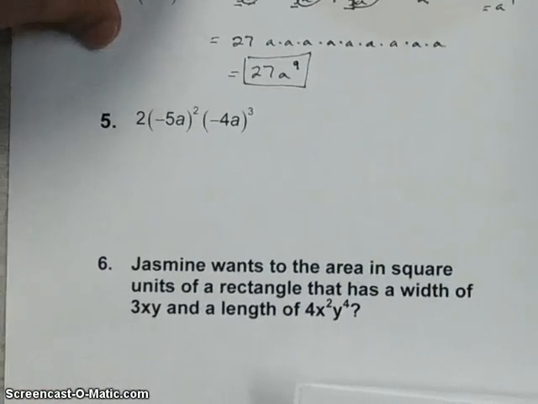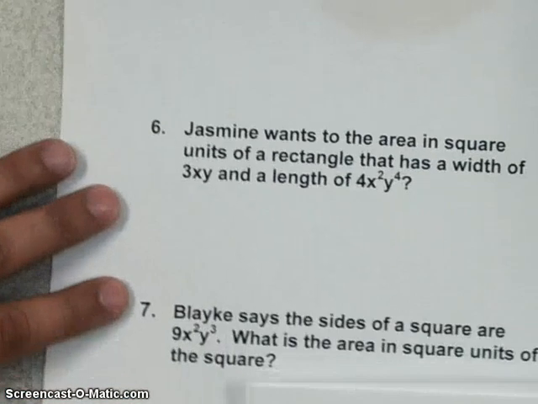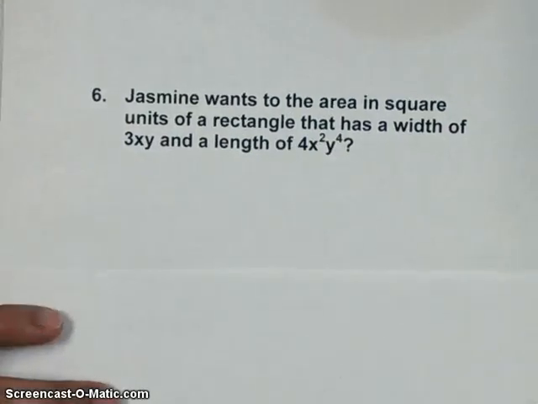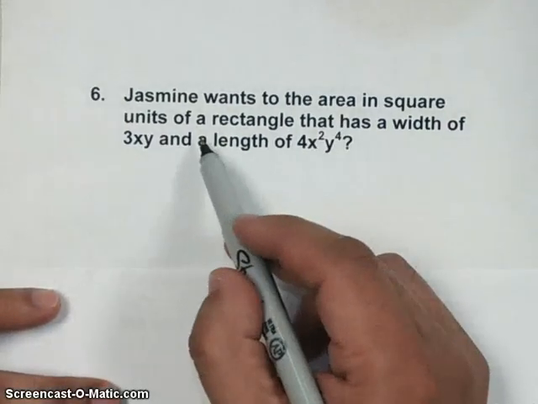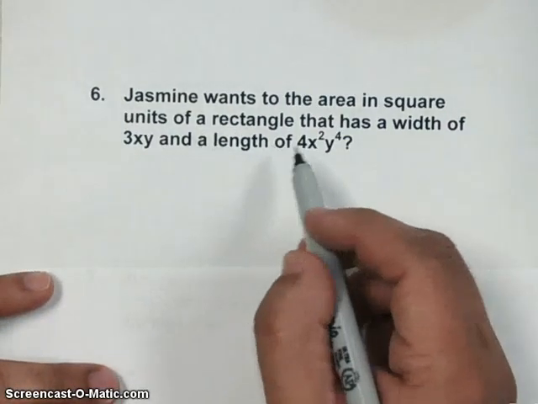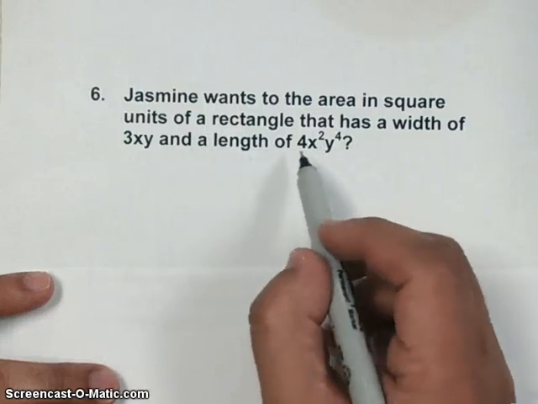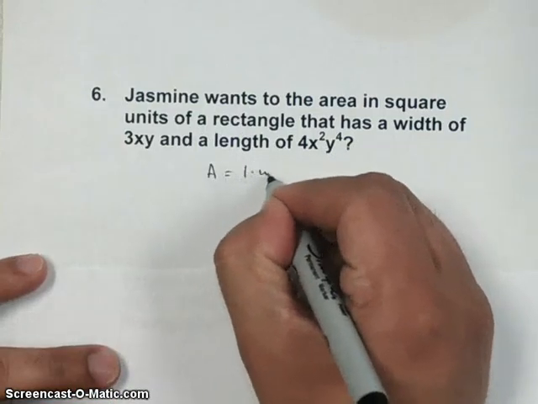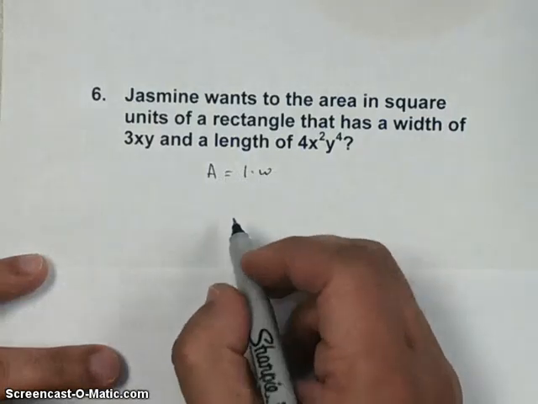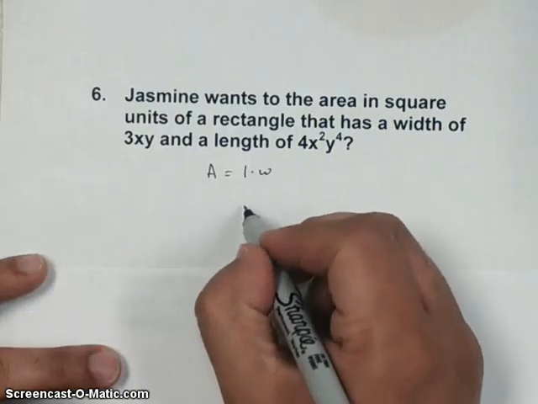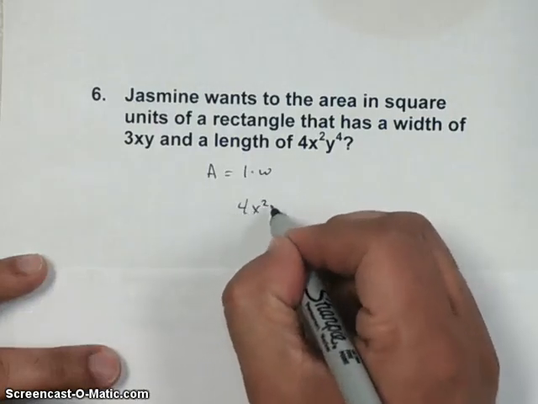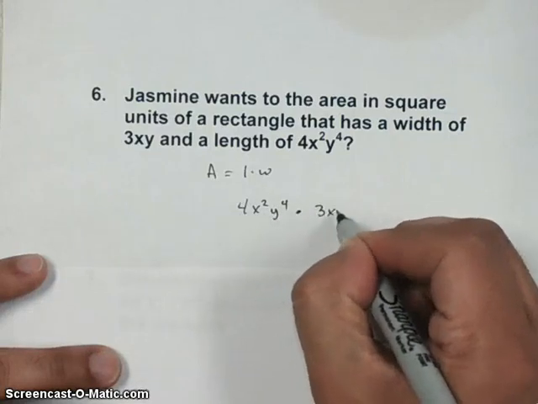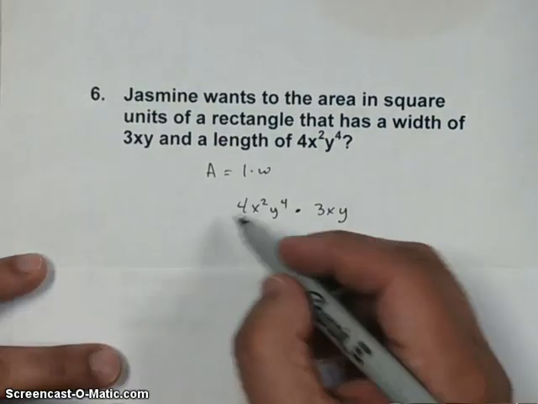Again, some word problems doing the same thing. Jasmine wants the area in square units of a rectangle that has a width of 3x and a length of 4x squared y to the 4th power. So remember that area is length times width. So I'm going to do 4x squared y to the 4th power times 3xy.